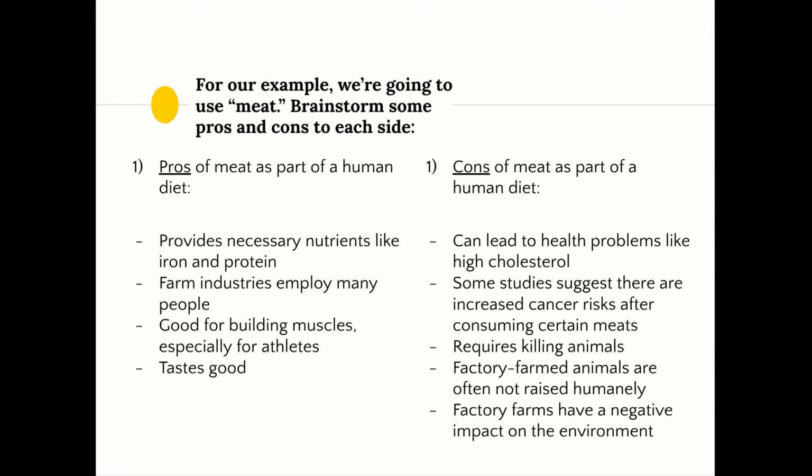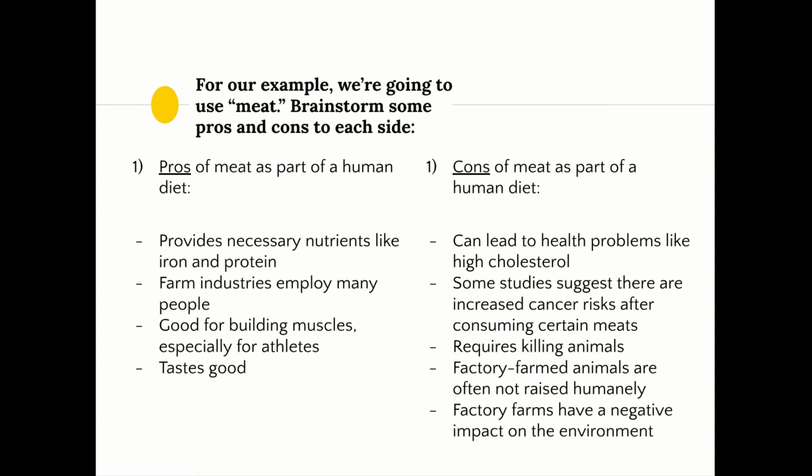For our class example, we're going to use the topic of meat. So let's brainstorm some pros and cons to each side, starting with the pros of meat as part of a human diet. We could say it provides necessary nutrients like iron and protein. The farm industries employ many people, so it's good for the economy. It helps build muscles, especially for athletes, and a lot of people like the taste.